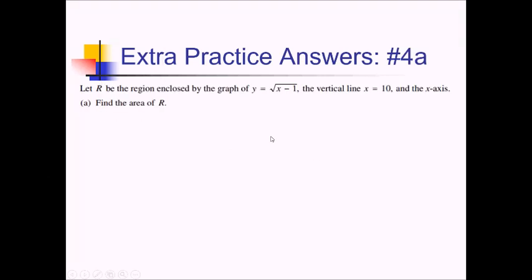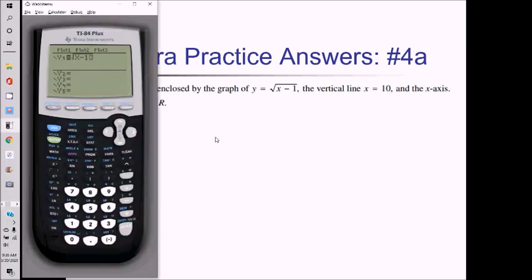For this calculator-based free response problem, R is the region enclosed by the graph of y equals radical x minus 1, the vertical line x equals 10, and the x-axis. First task is to find the area of R. Well, my first task is to actually graph this and see what I'm looking at. So here I am in my y equals. There's my y function right there. And I'm going to graph this out now.